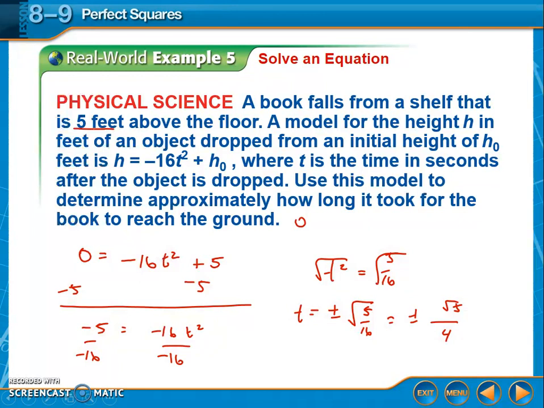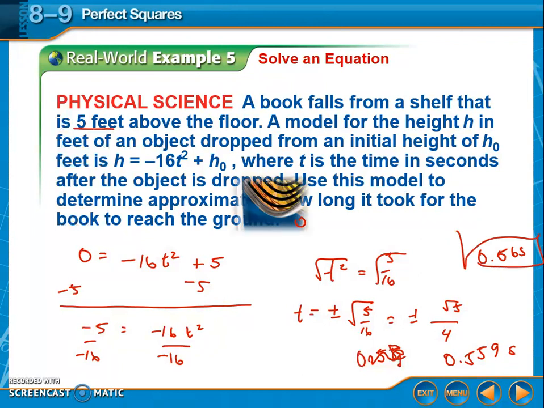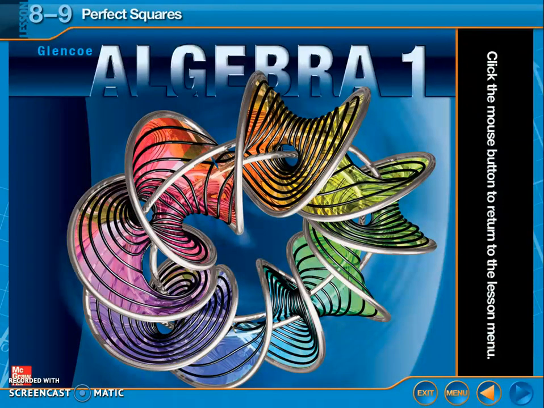And so if I were to plug in my calculator, square root of 5 divided by 4, I'm going to get 0.559 seconds. So you can say it's about 0.56 seconds. And that's your answer. Okay, and that's this section.